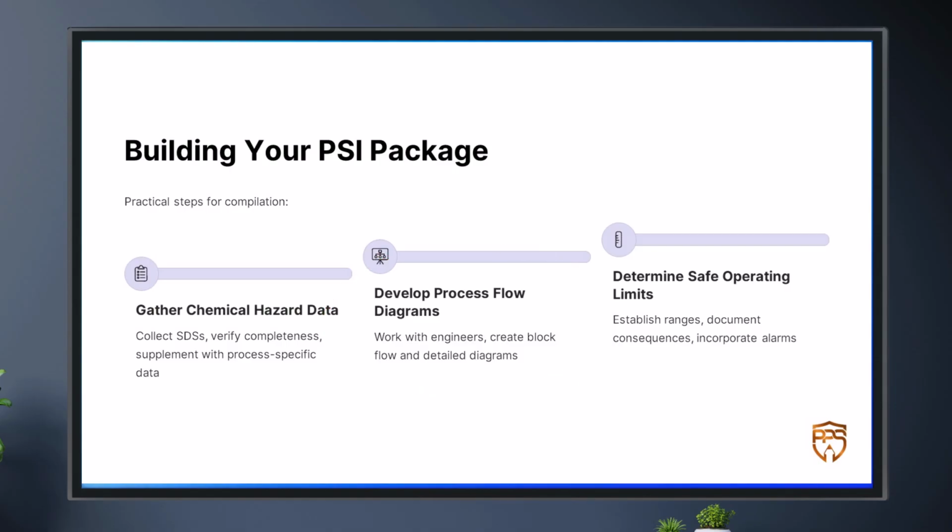The third step is determine safe operating limits. It's very important in process safety. Establish the normal operating range and safe upper and lower limits for key variables such as temperature, pressure, flow rate, and composition. Document the consequences of deviation and incorporate interlocks or alarms to warn operators.